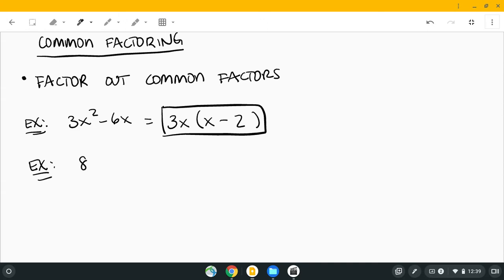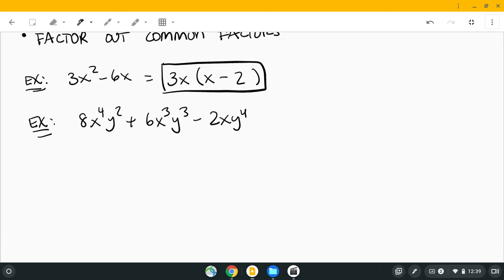Suppose that I have 8x to the fourth y squared, plus 6x cubed y cubed, minus 2x y to the fourth. Okay, so here, starting off with the numbers, I notice that 8, 6, and 2 all have 2 in common. So I can factor out the 2. And then I notice here that all of these terms have x in common. They all have 1x in common. Let me write down all the things that they have in common. So far, 8, 6, and 2 have 2 in common.